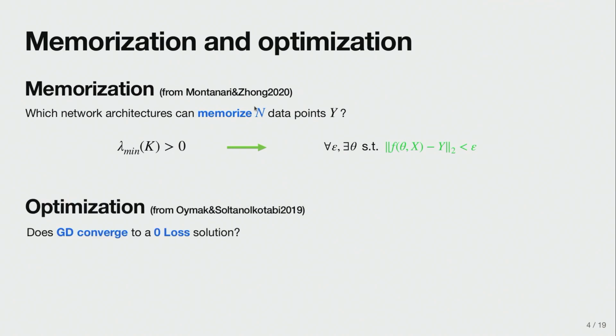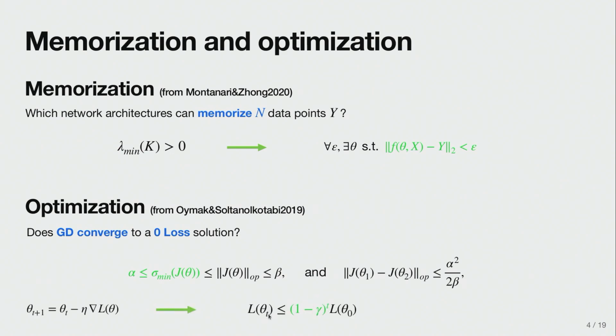The most interesting part, however, is related to optimization, as I was saying, and follows the same line as Oymak and Soltanolkotabi. The question is: does gradient descent converge to zero loss? If we can show that, yes, indeed, the smallest eigenvalue is well separated from zero, this is alpha, and the Jacobian doesn't change too much as we train, then we have a geometric guarantee on the decay of the loss. And just to make you understand, this alpha shouldn't be close to zero. We really want the condition number of this kernel to be as low as possible.